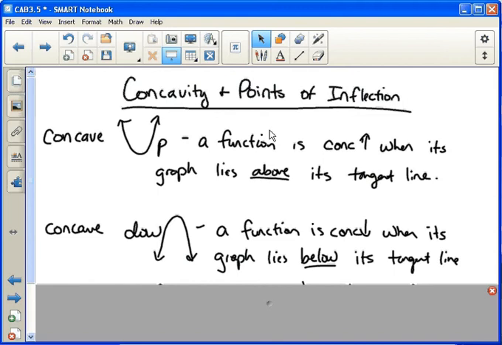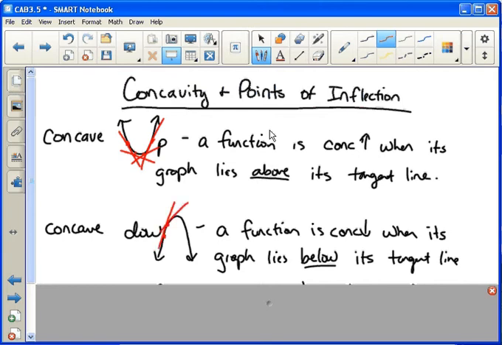A function is concave up whenever its graph lies above its tangent line. So if I were to try to draw tangent lines here, no matter where I draw my tangent lines, no matter what spot I pick, my graph is always above that tangent line. Whereas for concave down, if I draw the tangent line, my graph is below the tangent lines. So you can tell whether it's concave up or down based on the tangent line.